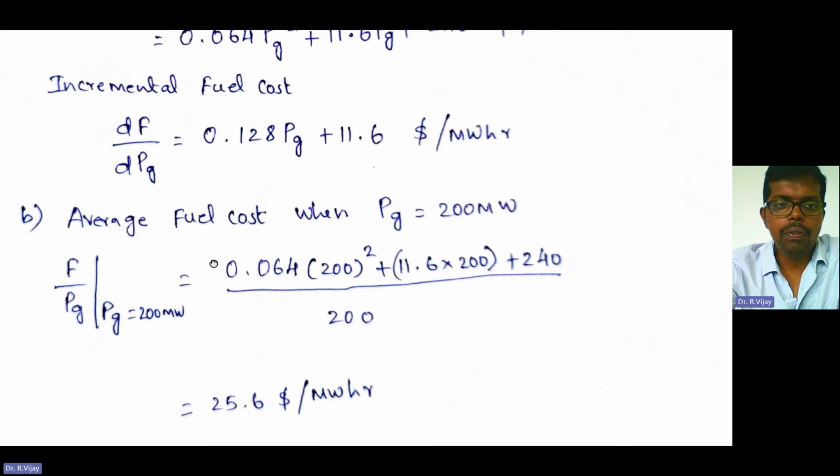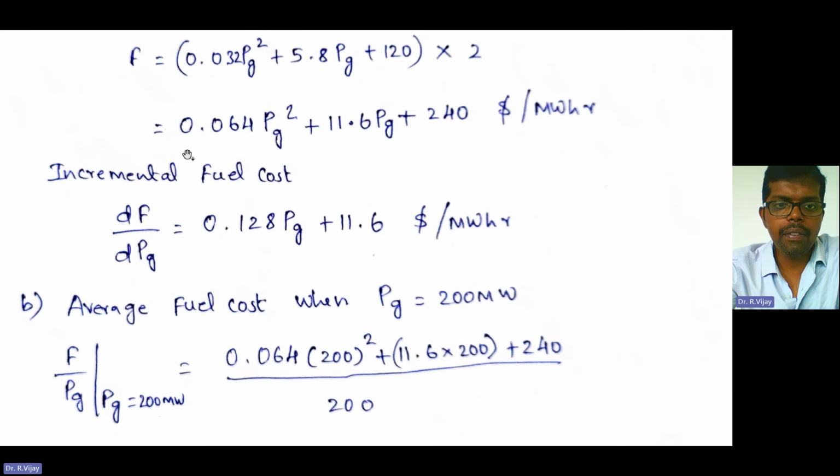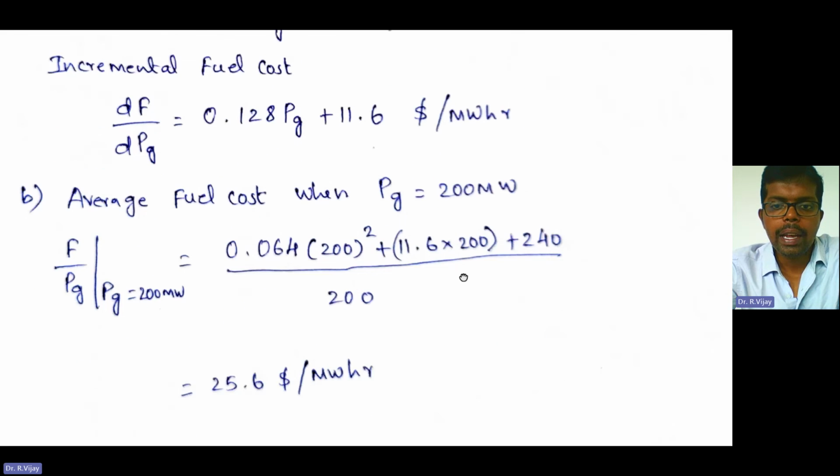Next, we need to find out the average fuel cost that is asked in the problem, the average fuel cost when PG is equal to 200 megawatt. Average fuel cost means whatever the fuel cost is, divided by that PG. So F divided by PG, where we substitute PG as 200 megawatt. Here F is 0.064 PG square plus 11.6 PG plus 240 dollars per megawatt hour. So F divided by this PG, that is 200. That is the average fuel cost.